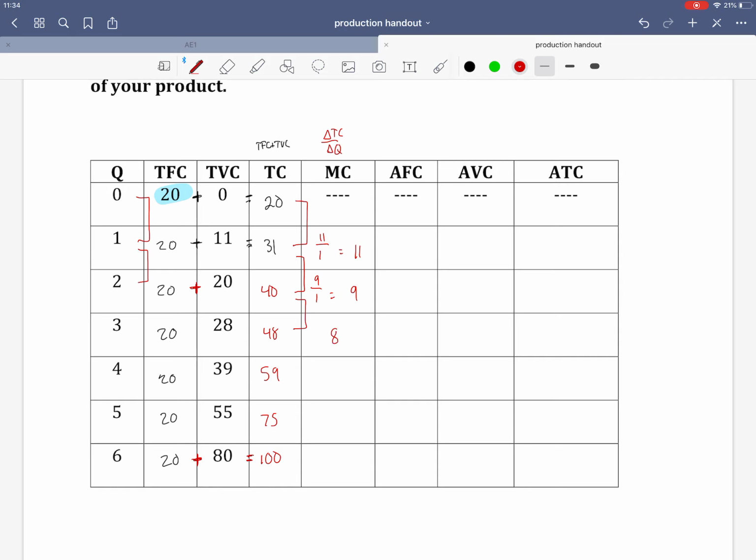So as we go from 40 to 48, it's a change of 8. From 48 to 59, it's a change of 11. From 59 to 75 is going to be a change of 16. And lastly, from 75 to 100, it's going to be a change of 25.